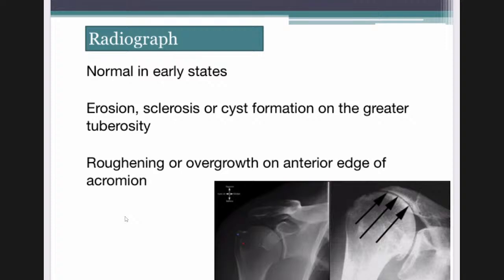That's where the attachment of the supraspinatus tendon lies. And we may see roughening or overgrowth on the anterior edge of the acromion, like those arrows are showing you. This is in an advanced patient.